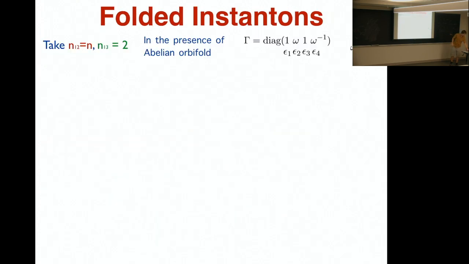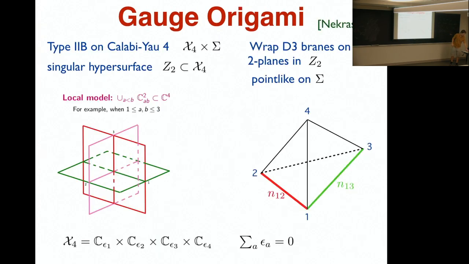So this is what gauge origami is. It's like some generalization of the ADHM construction to more general ones.